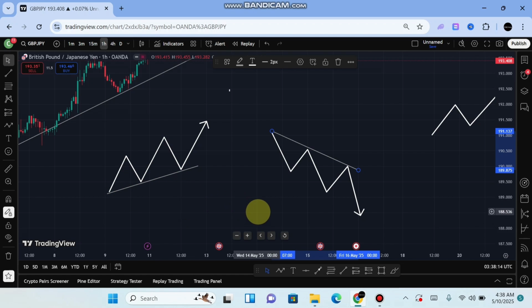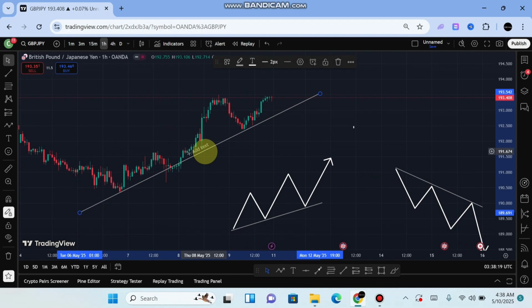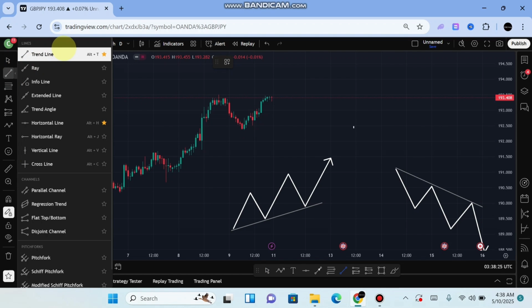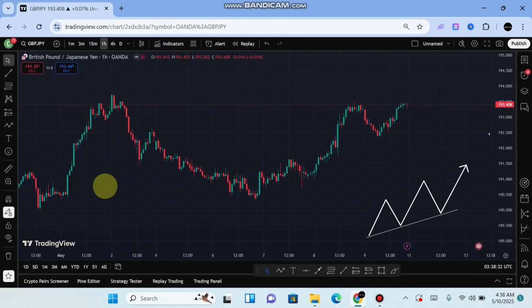So now let's go into the chart. On this particular chart, if you want to draw trend lines, let me delete this. To draw a trend line, you come to this place, and if you click on this, you're going to see a trend line. First thing first is for you to check what the market is doing. Are we in an uptrend or in a downtrend?